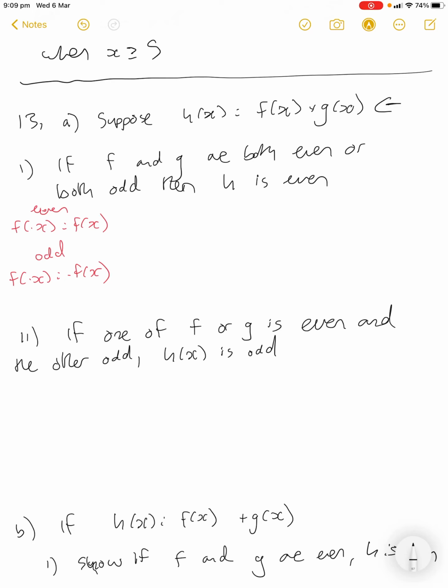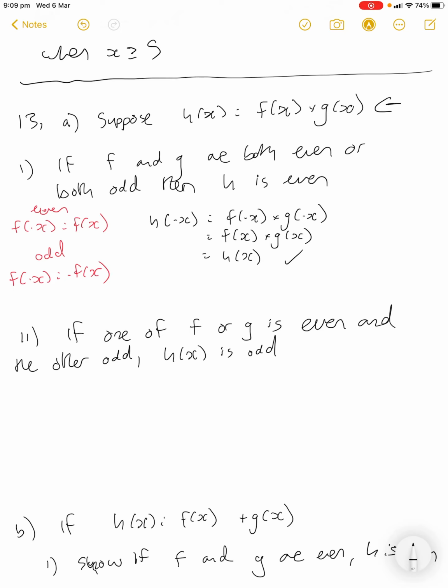Well, if they're even, then f of negative x equals f of x. So if we're looking at h of negative x, that would be f of negative x times g of negative x, which is the same as f of x times g of x, which means that h of negative x is equal to h of x. So that shows the first scenario, just a bit of substitution here.